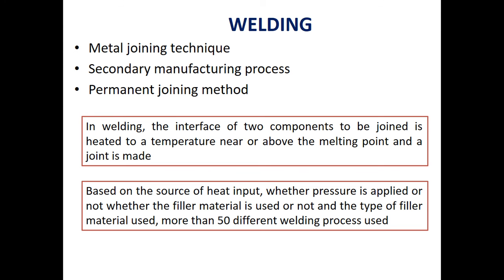That means in welding, the interface of the two metallic components to be joined is heated to a temperature near or above the melting point and the joint is made. So it's a metallurgical fusion process. Now, based on the source of heat input, whether pressure is applied or not, whether filler material is used or not, and the type of filler material used, there are more than 50 different welding processes used nowadays in many industries.